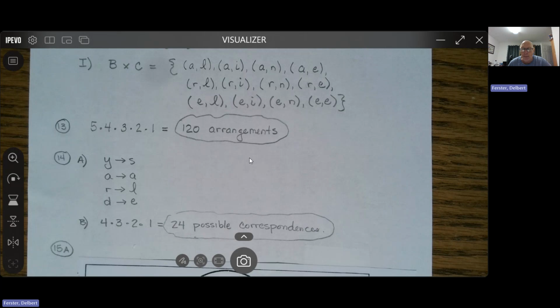Question says, part B, how many of those one-to-one correspondences are there? So when you chose to match somebody with Y, you had 4 choices. So your first entry in that answer is 4. But then once you match up Y with somebody, you only have 3 choices for your next guy. And then 2 choices for your next guy and 1 choice for your last guy. So it's 4 times 3 times 2 times 1, 24 possible correspondences on the one-to-one. Very similar to what we had going on in number 13.